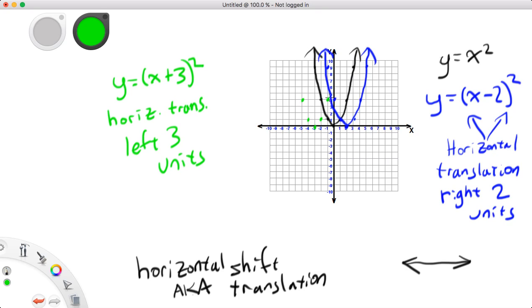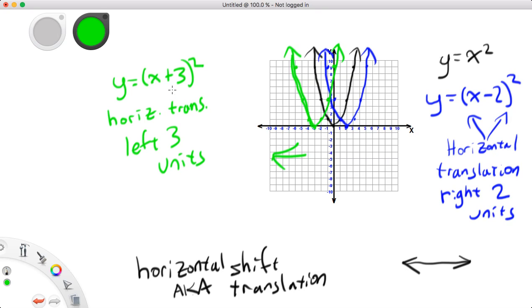This guy, oh, there I go again, giving a male gender to all these points. This little lady over here goes over 2. This one goes over 2. And that's what you end up with. You end up with the same as the parent function, but everything is shifted over 2.